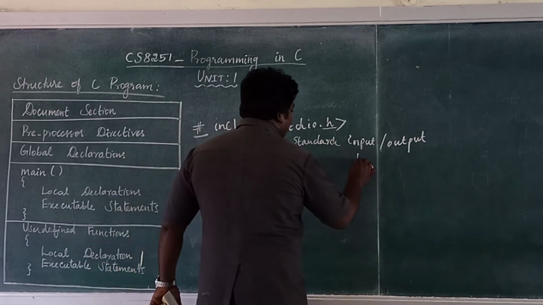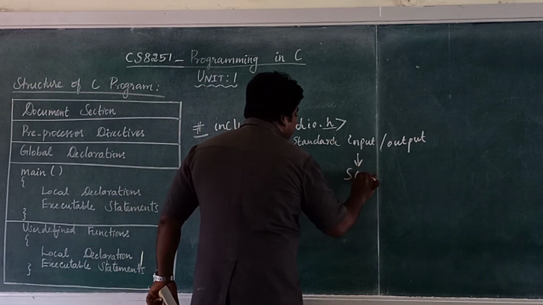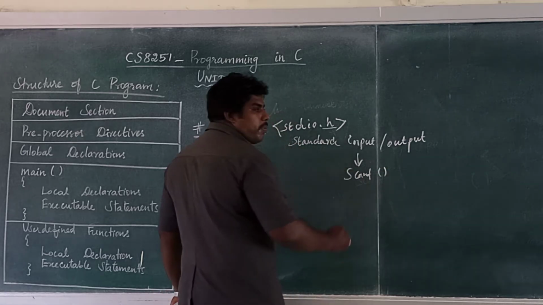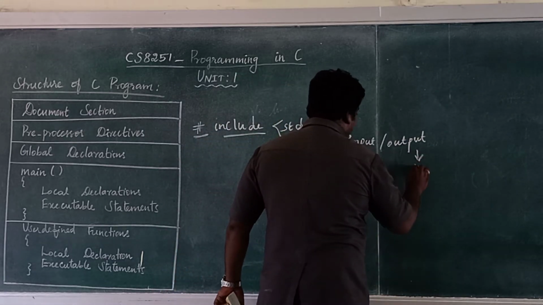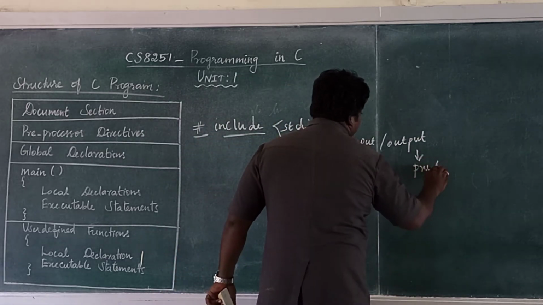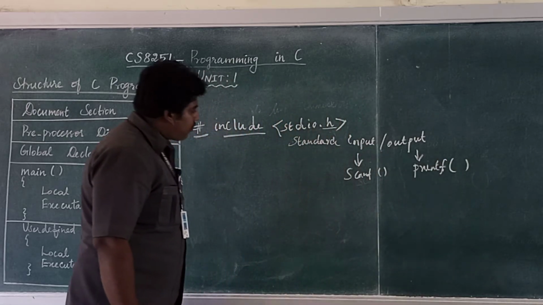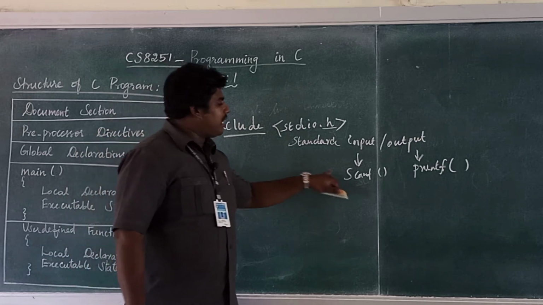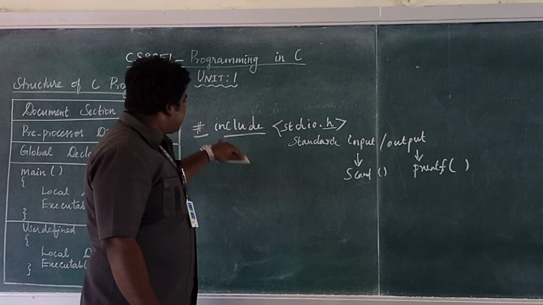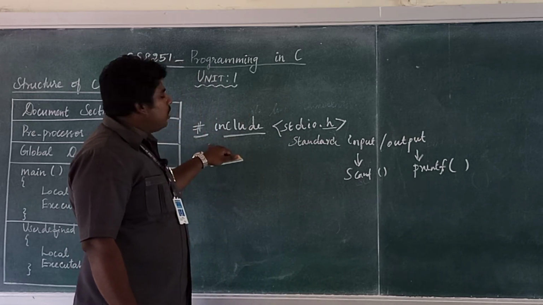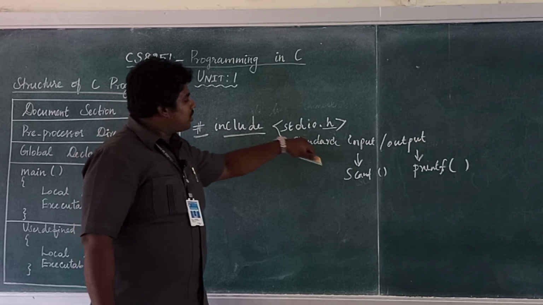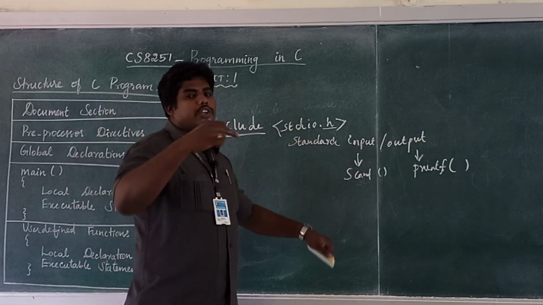In C programming, standard input is scanf. It is an input function. Similarly, output is printf. Okay, so standard input output. The meaning of this line is that you are including the standard input and output in your program.